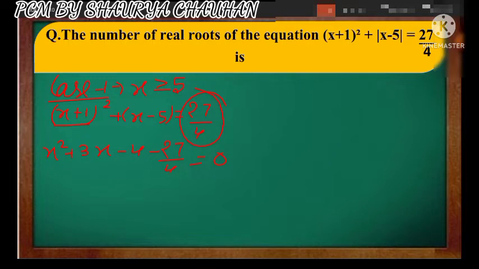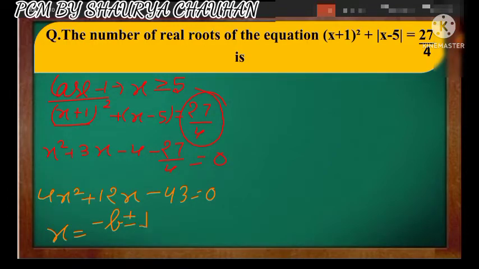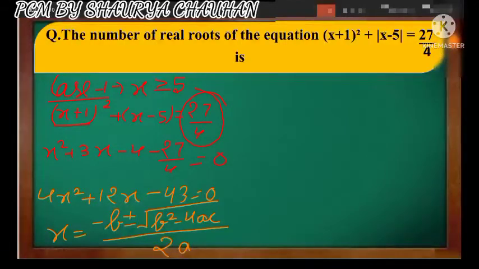So let's solve this equation. It will become 4x^2 + 12x - 43 = 0. Now let's solve it to find the value of x. We know the formula x = (-b ± root of b^2 - 4ac) / 2a. This is the formula to find the roots of any quadratic equation. Here a is 4, b is 12 and c is -43. So let's put the values of a, b, c in this formula.